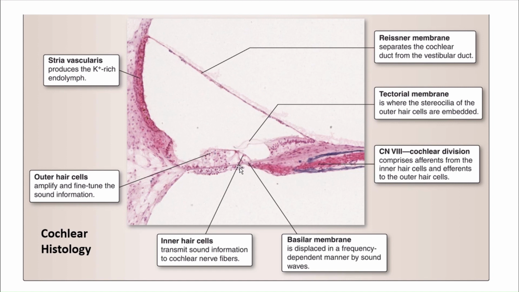Nerve fibers are here, from the outer and inner hair cells, and then go through, and that creates part of cranial nerve 8. So cranial nerve 8 has two divisions. One is the cochlear division, that is for hearing, and the other one is the vestibular division, which is for balance.